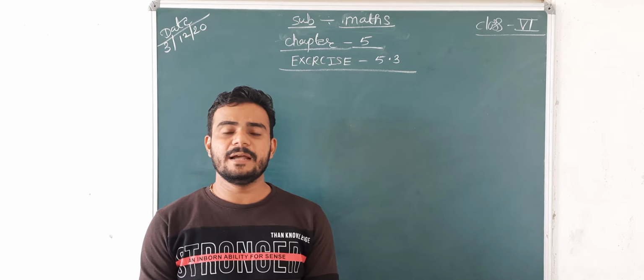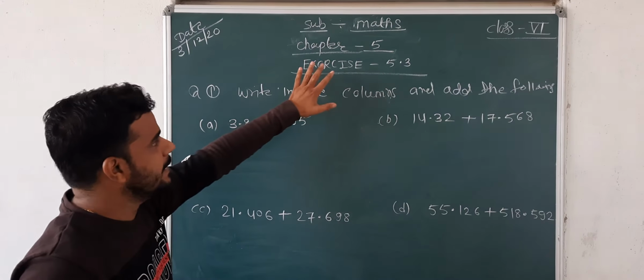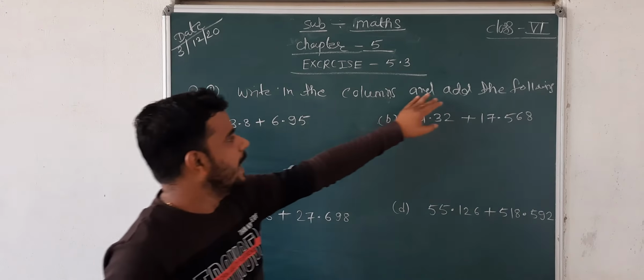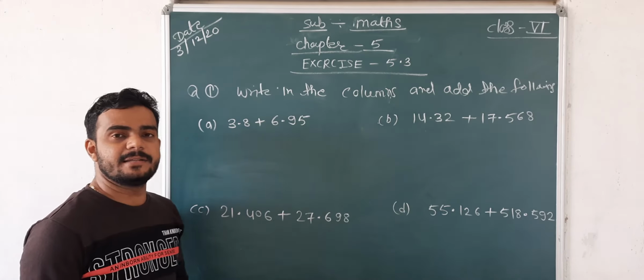See on the board properly. Exercise 5.3, the first question is: write in the columns and add the following. It means we have to write in the columns and add the following numbers.